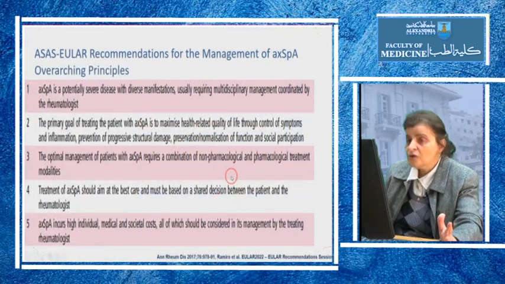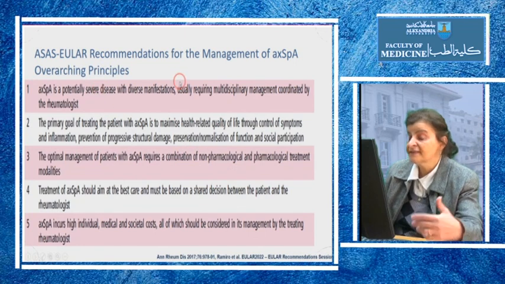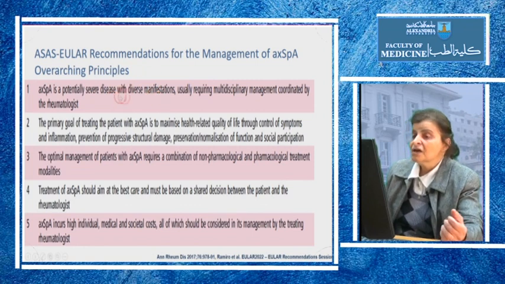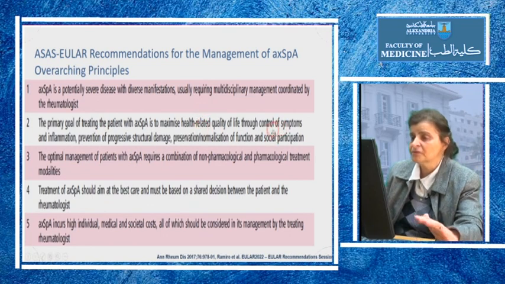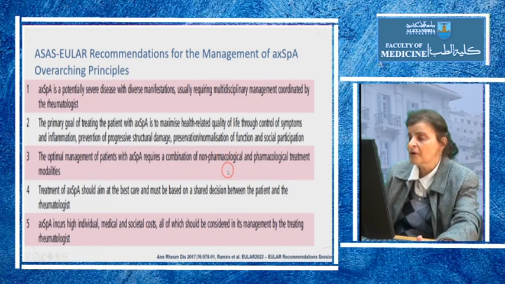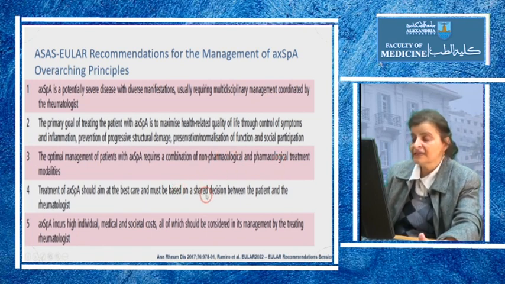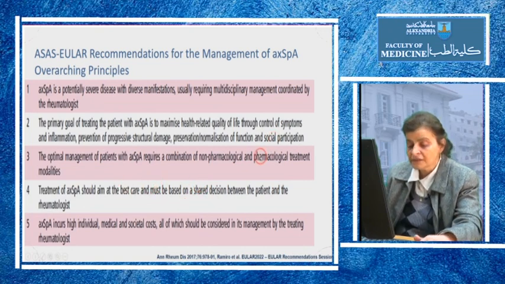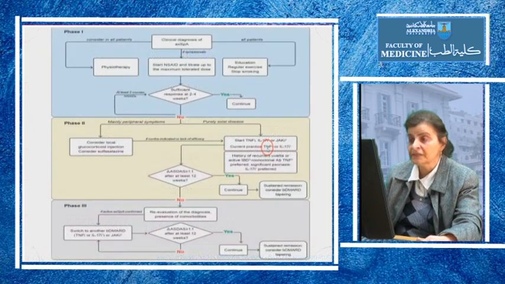So overall, we should know that axial spondyloarthritis in general is a severe disease. It's got diverse manifestations. Our optimal aim is to maximize health-related quality of life, control symptoms, control inflammation, keep our patient active, keep our patient participating in his daily activities. Optimal management is not only pharmacological, it's a combination of non-pharmacological and pharmacological treatment, always taking into account the best care for our patients, and also that we should individualize our treatment.